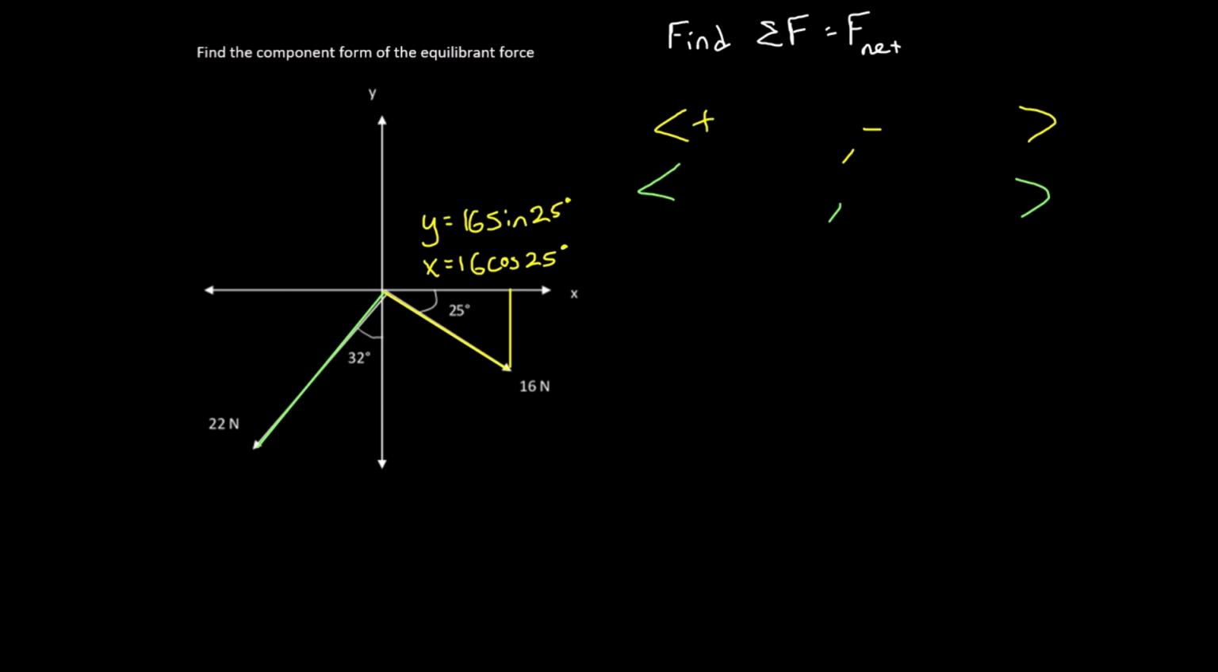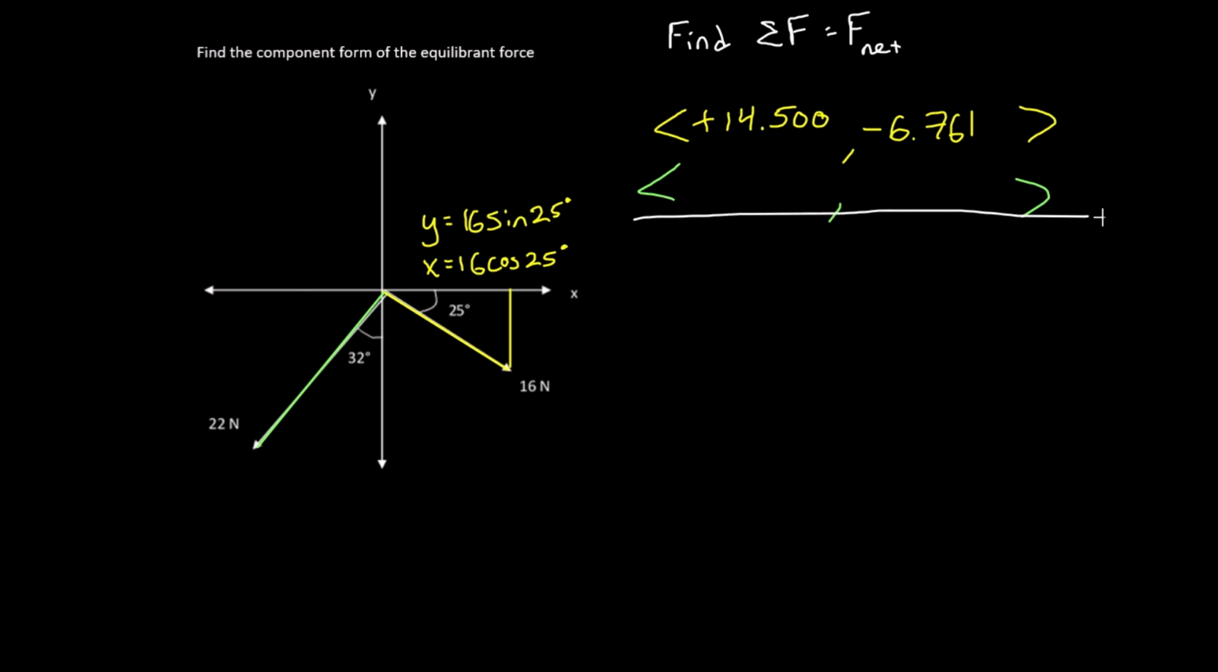Once we plug them into the calculator, 16 cosine of 25 gives me 14.500, again, decimal places. And then for the sine, 25 times 16, we get 6.761. And then again, rounding, we'll do that at the end.